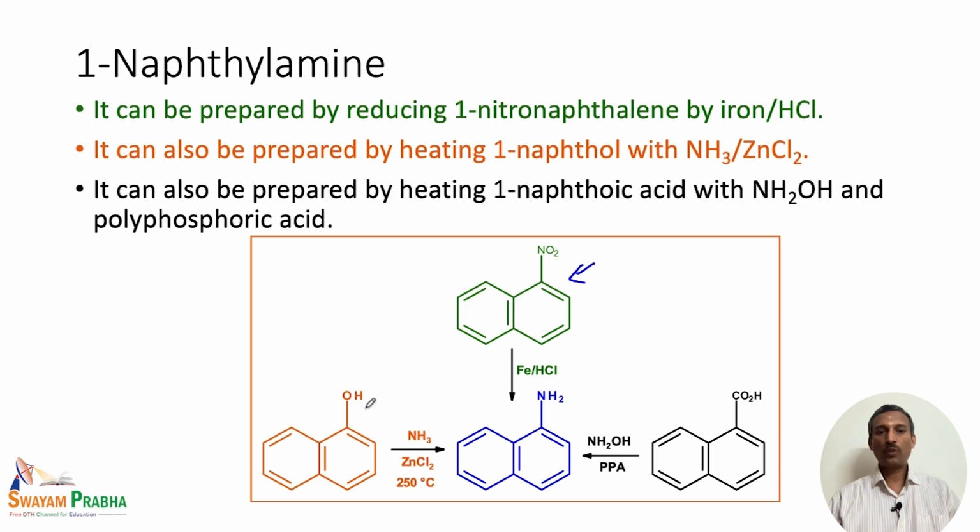And we can also convert the corresponding naphthol. When the naphthol is treated with ammonia and zinc chloride at a high temperature, around 250 degrees centigrade, we end up with the corresponding amino derivative. Similarly, 1-naphthalene carboxylic acid can also be converted to the corresponding amino derivative by treatment with hydroxylamine in the presence of polyphosphoric acid. So these are the different ways by which 1-aminonaphthalene can be prepared.